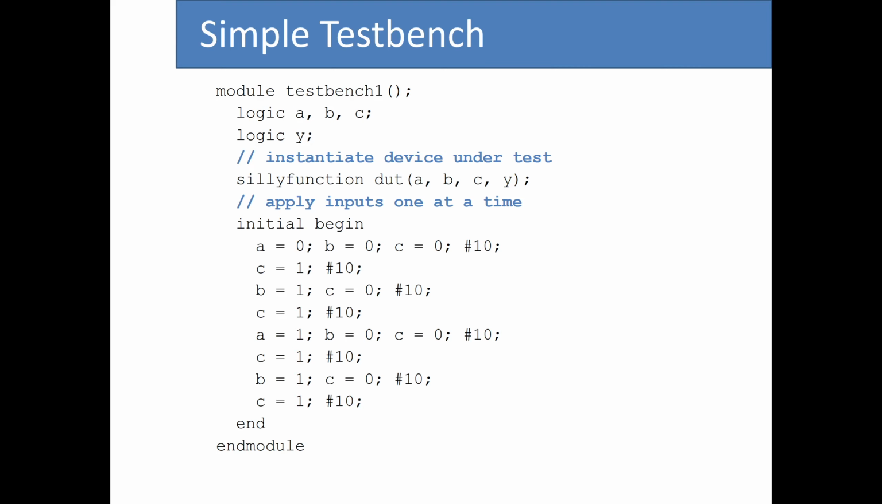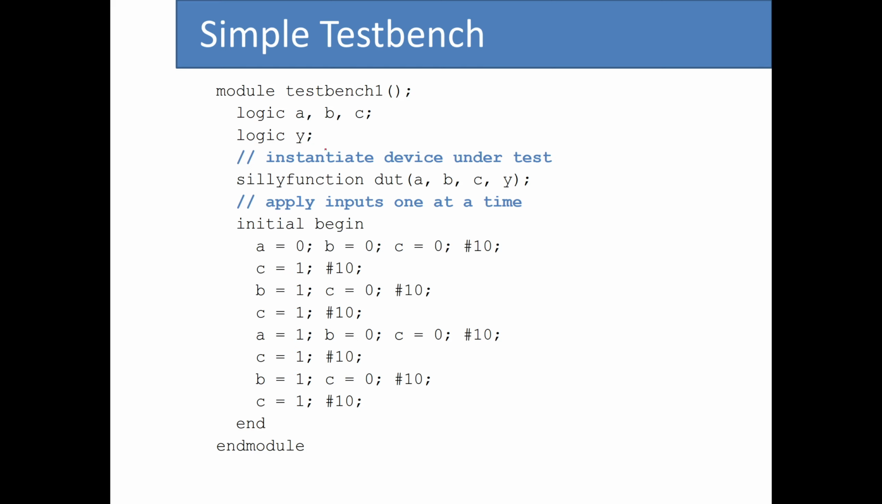For a simple test bench, as I said before, we only provide the combinations of inputs that we can have for the circuit, and we record the outputs. A test bench module doesn't have any inputs, but it has some internal nodes. For the test bench that we want to use for testing the silly function, we have 3 internal variables, A, B, C, and 1 output variable, Y.